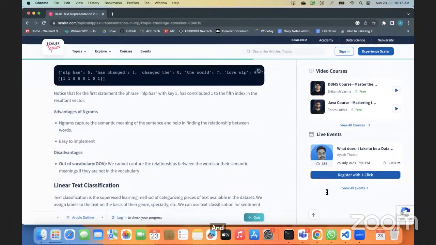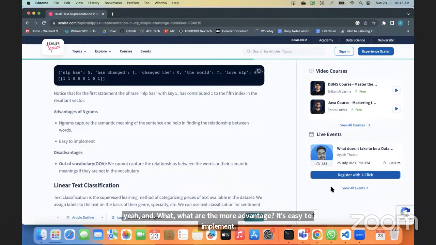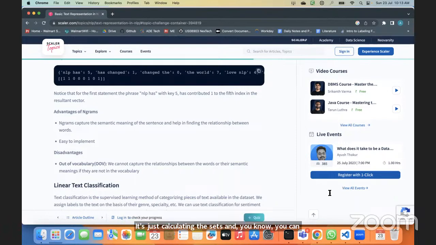What are the more advantages? It's easy to implement. It's just calculating the sets. How can you do this? You can just have a for loop through the sentence. The most basic way, and you can optimize that obviously, is to have a window, move that window, take all the words in that window, and store them as tokens in your set or dictionary or whatever you want.